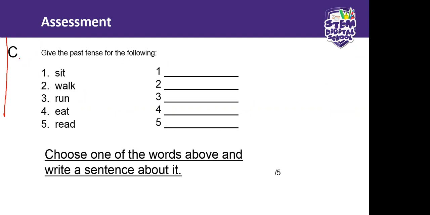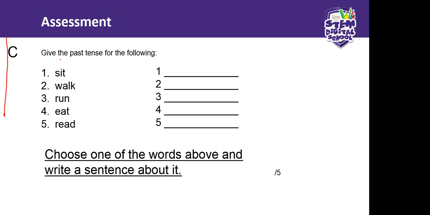We are numbering. So you number here 1, 2, 3, 4, 5. You can skip lines in between. It gives you more space to write. So you can actually write number 1, skip a line. Number 2, skip a line. Number 3, skip a line. Number 4, skip a line. Number 5.